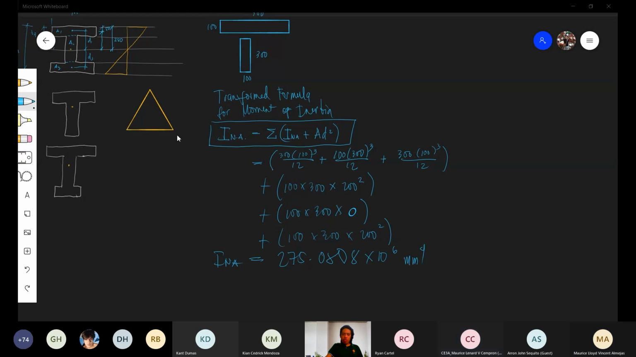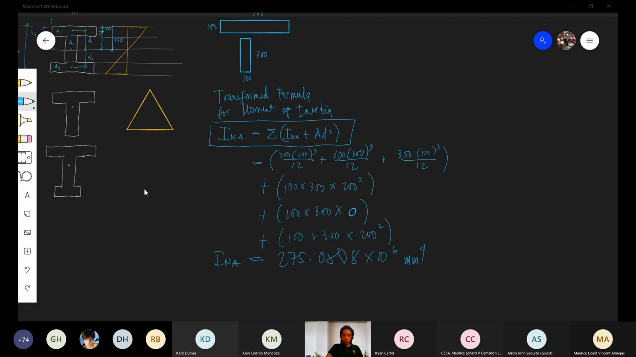Let me recheck. 300. Why is that? 116 is the pair. Where's the pair of 4? 100. Okay, correct. Mine matches yours. Then plus 100 plus 300 plus 200. So 100 times 300 times 200 raised to 2 times 2.